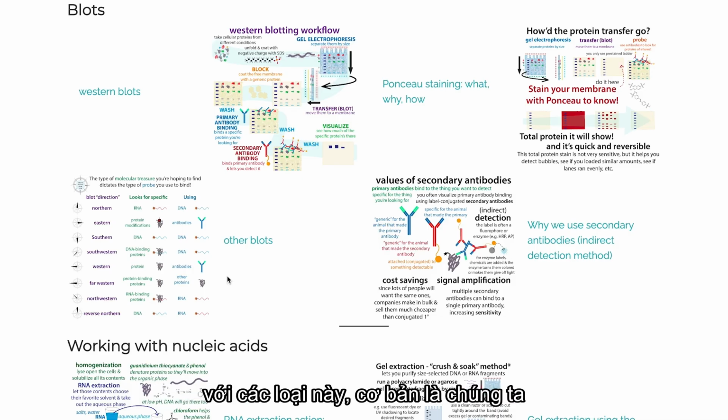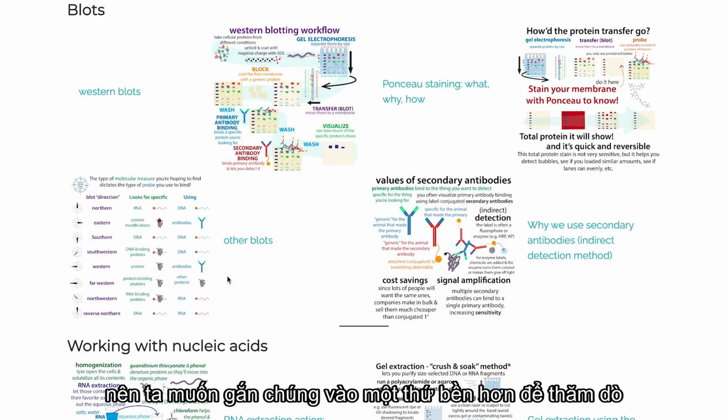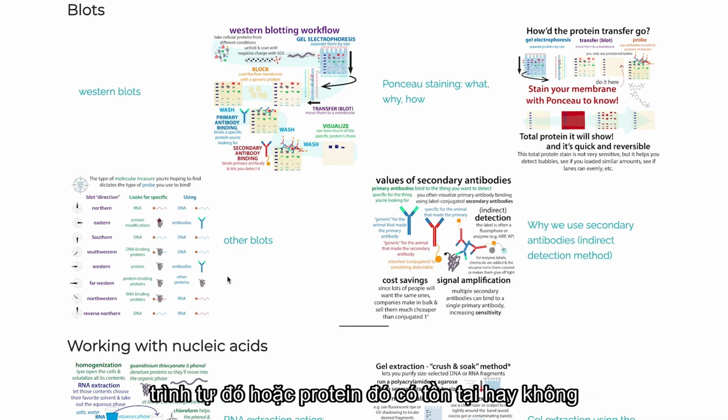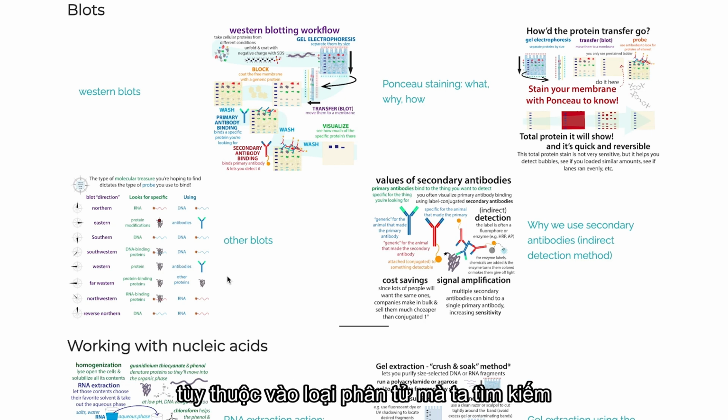And the blot part, with these, what we're doing basically is taking the molecules out of the gel and transferring them to a membrane. This can be something like a nitrocellulose membrane or a PVDF membrane. This is going to be something sturdier that the proteins or the nucleic acids can't just diffuse off of easily. So we want to stick them onto something sturdier that we can then probe. So we can use molecules to check and see if that sequence is present, or if that protein is present.